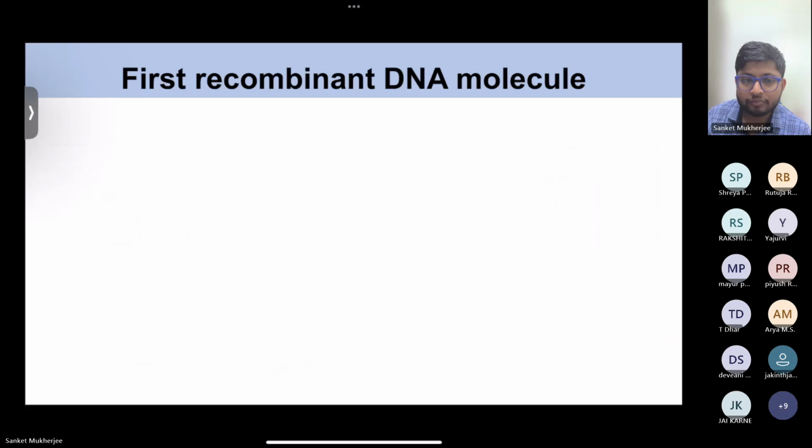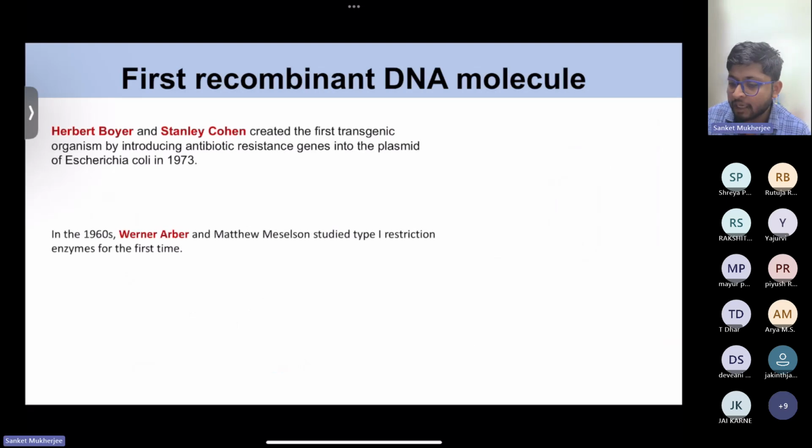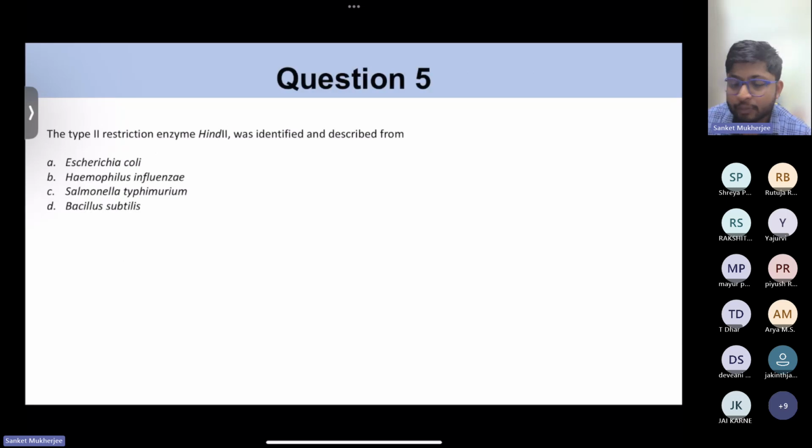Herbert Boyer and Stanley Cohen, as we already discussed, created the first transgenic organism by introducing antibiotic resistance genes into the plasmid of E. coli. And Werner Arber and Matthew Meselson in the 1960s studied the type 1 restriction enzyme. Question number 5, type 2 restriction enzyme HindII was first identified and described from A, E. coli, B, Haemophilus influenzae, C, Salmonella typhi, or D, Bacillus subtilis. What would be the answer?